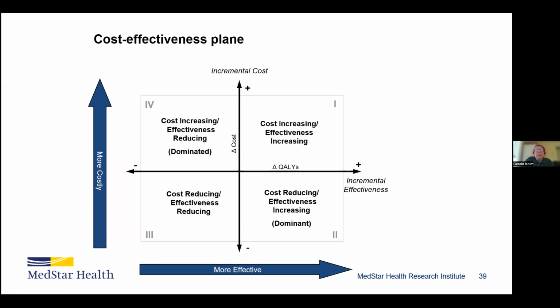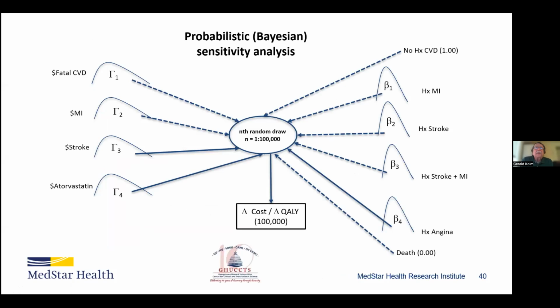And so the way that we do this, and this is where the idea of the Bayesian analysis comes in, that we can do in a fairly complicated design or study here. And so I've set up an example here, quite a simplistic example, because usually they're more complicated than this. But over on the left here, I have the cost of a fatal cardiovascular event, the cost of a non-fatal MI, the cost of a non-fatal stroke, and then the cost of taking atorvastatin, or it could be any statin.